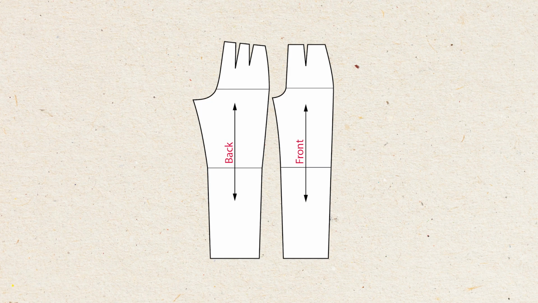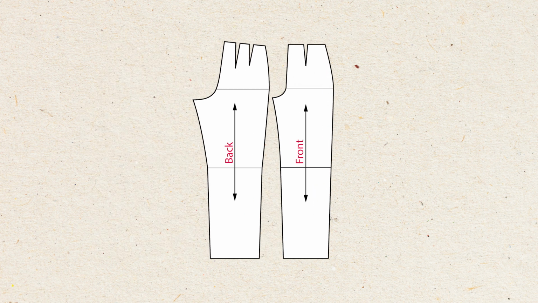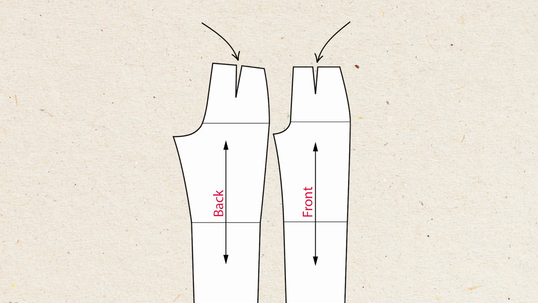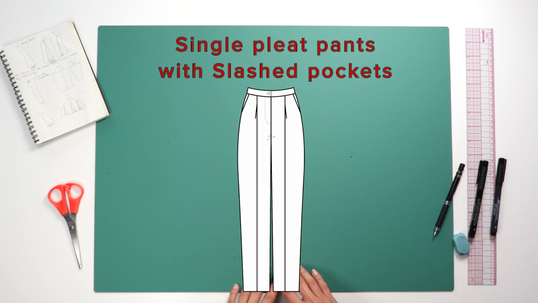For this tutorial, you can use a block pants pattern or any basic pants pattern you already have at home with single darts or double darts or no darts at all. Let's get started. The first design I'm making is pants with single pleat and slashed pockets.